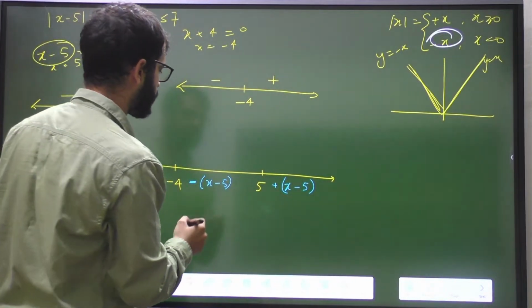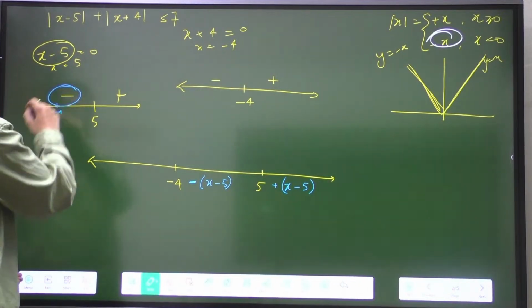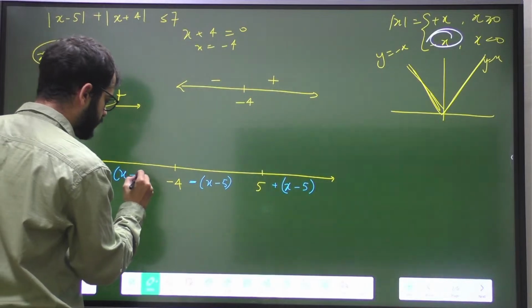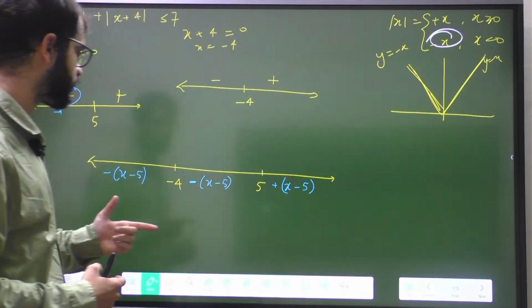If I am putting a negative sign in front of it, what will happen if I enter anything less than -4? It is still going to be negative. So this expression will be copied over here and I'll get minus of x minus 5. This is something that we had discussed in the previous lectures. So let's try to finish it quickly.